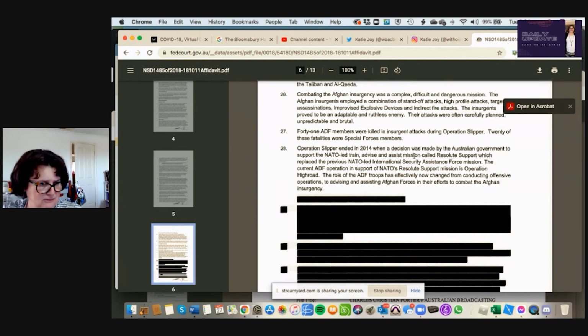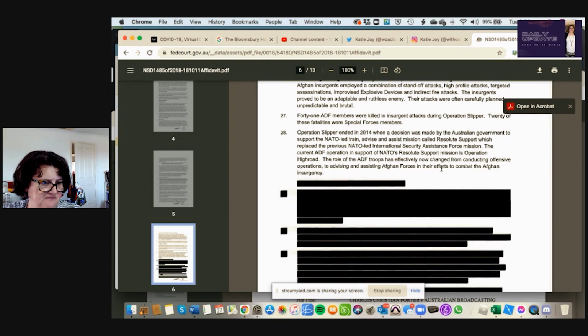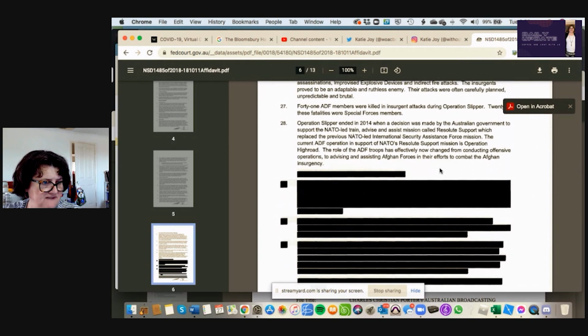Operation Slipper ended in 2014 when the decision was made by the Australian government to support the NATO-led train, advise and assist mission called Resolute Support, which replaced the previous NATO-led International Security Assistance Force mission. The current ADF operation in support of NATO's Resolute Support mission is Operation High Road. The role of the ADF troops has effectively now changed from conducting offensive operations to advising and assisting Afghan forces in their efforts to combat the Afghan insurgency.